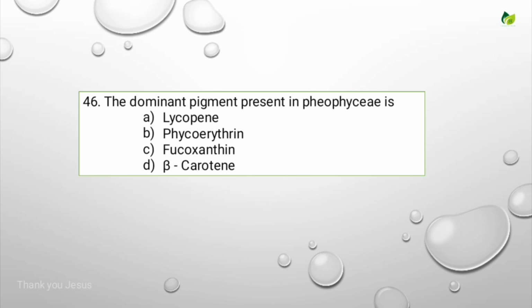Let's see the next question. The dominant pigment present in Phaeophyceae is? Options are lycopene, phycoerythrin, fucoxanthin, beta carotene. For this, the correct answer is fucoxanthin.